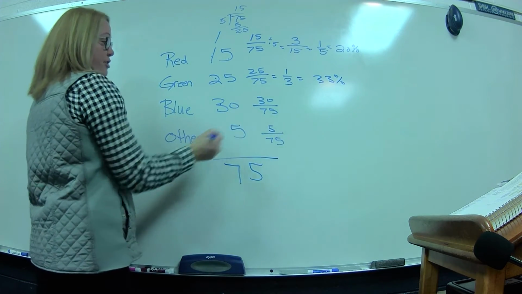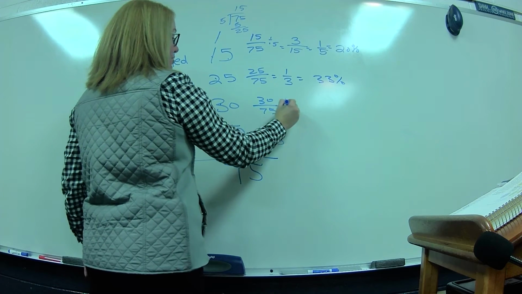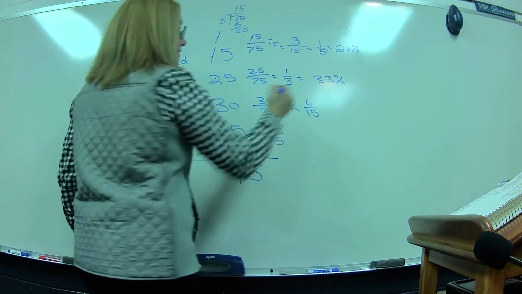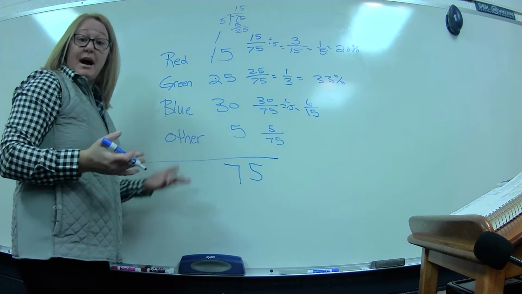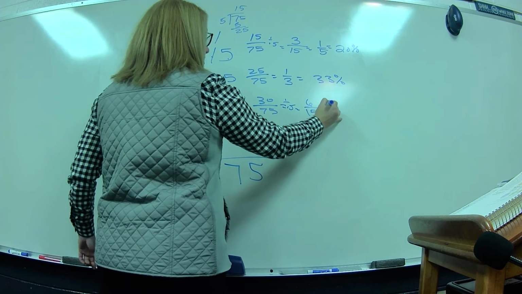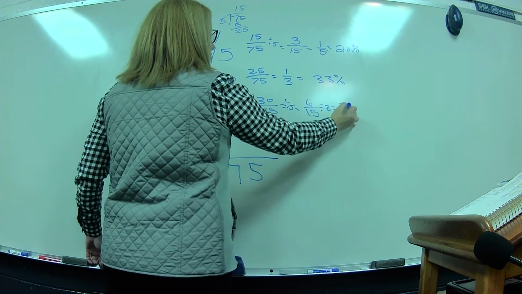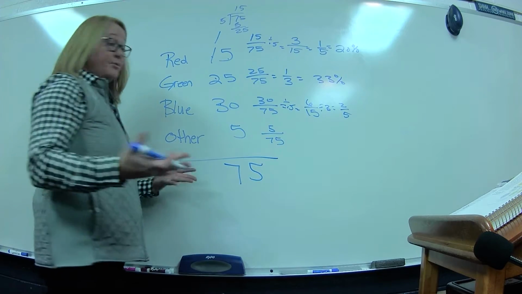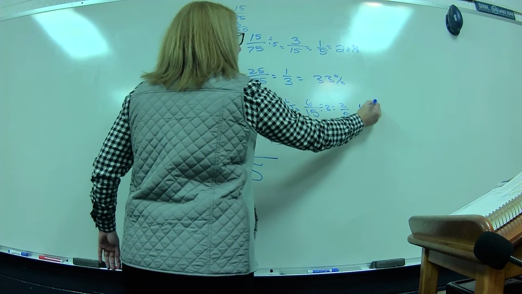Alright, 30 over 75, if we reduce it again by 5, we're going to get 6/15. Now, okay, I can also reduce that by 3, can't I? You're right. And I'm going to get 2/5. Alright, that's awesome. 2/5 gives me 40%.